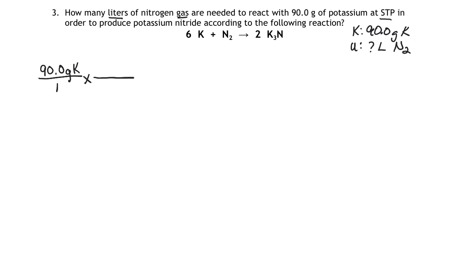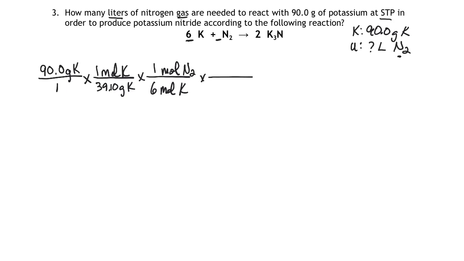So if I've got grams of potassium on the top, I'm going to need grams of potassium on the bottom, and I'll need to grab my periodic table to find that. 39.10 grams of potassium are in 1 mole of potassium right off my periodic table. I've got 1 mole of potassium on the top, so I'm going to go up to my reaction. There are 6 moles of potassium, and I'm going to go back over here and I'm looking for my nitrogen per 1 mole of nitrogen gas.